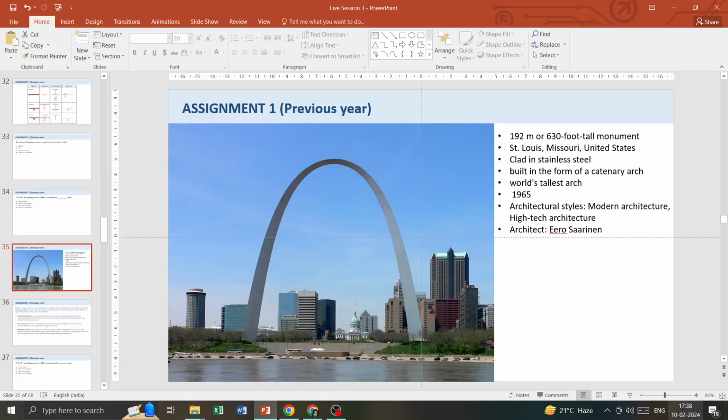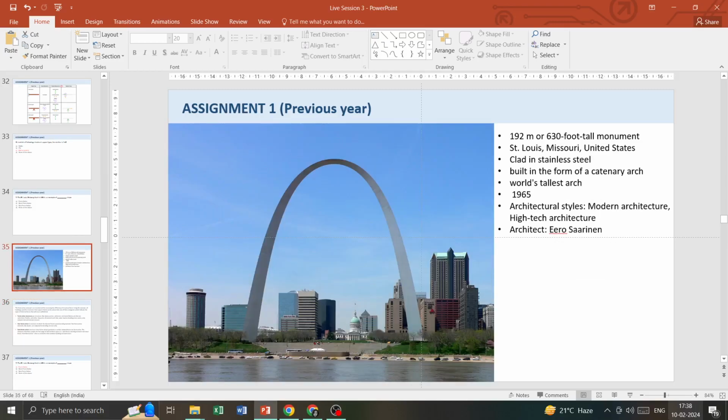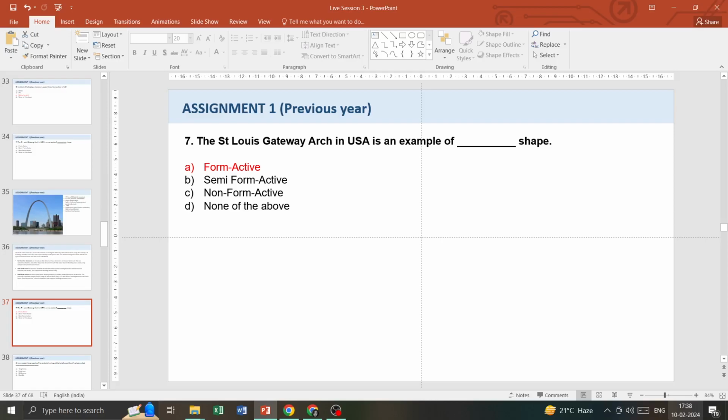So when we go back to this, we just learned that the form active structures are structures like domes, arches, cable nets, tension fabrics, because they don't have bending stress, they only have compression and tension stresses. And non-form active concept, the buildings that fall under it are structures with simple beam-like structures, post-beam structures, which have only bending stresses and not compression and tension stresses. So when we go back to this building, it's clearly an arch. So it will fall under form active concept. So our answer will be that the St. Louis Gateway Arch in the USA is an example of form active shape.